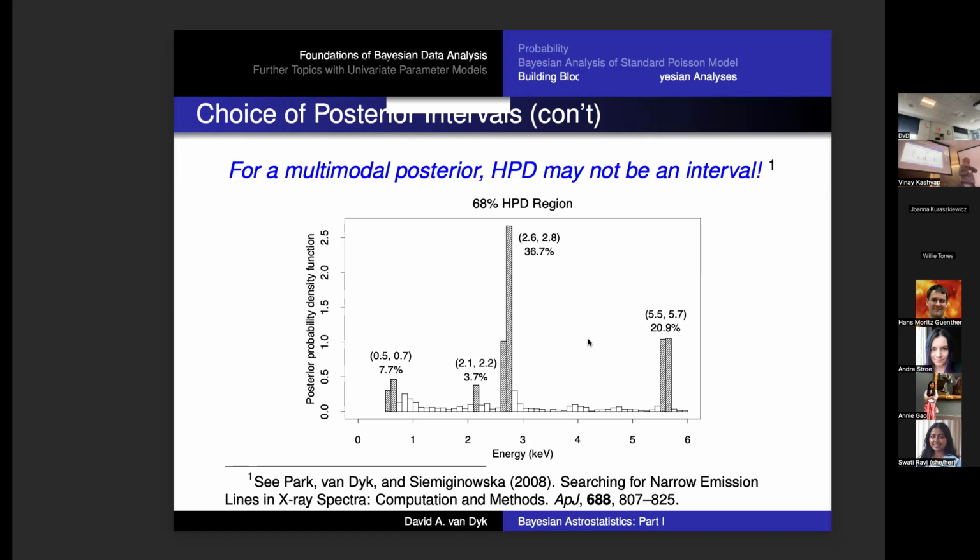So in this case, an equal-tailed interval would be quite silly, right? If you just lop off these two bits and say this is my interval, that would be quite silly. It's probably more sensible to say, well, it could be here, here, here, here, and give a probability for each of those. And that's really what the HPD interval is doing. It's taking the areas with the highest probability and just using those.